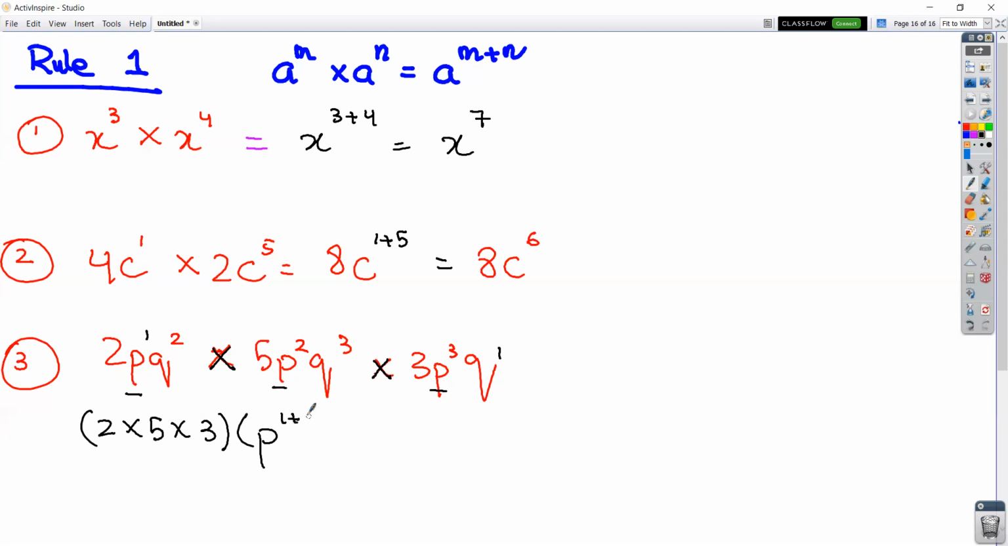So it would be 1 plus 2 plus 3. Now I'm going to write down my next variable, which is q, and add all the powers written on q. So it would be 2 plus 3 plus 1. Now we have the next step of the simplification.